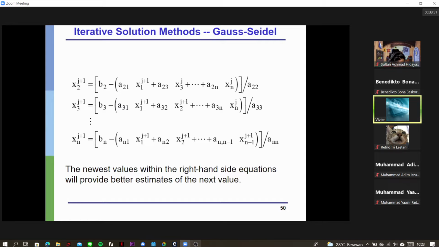Okay. So if we have more than 3 unknowns, up to n, we can write it down as this one, where j, the superscript here, denotes the iterations. If we have the iteration j plus 1, the value that has been obtained before in the current iteration will be used directly.